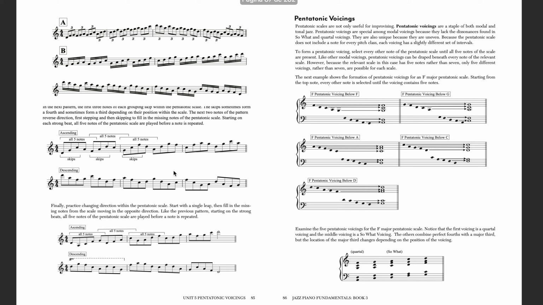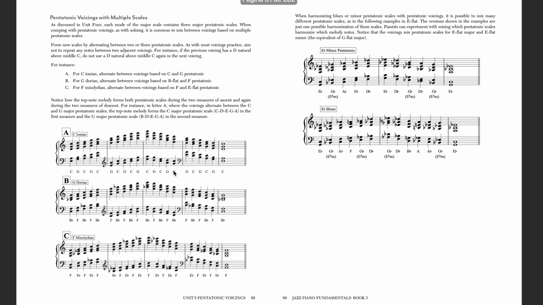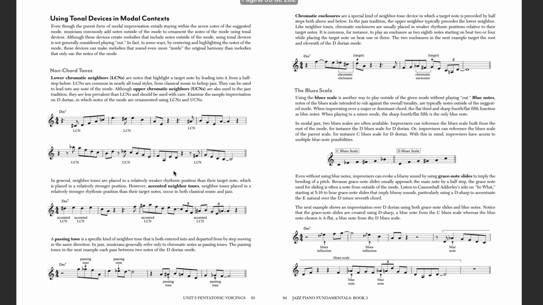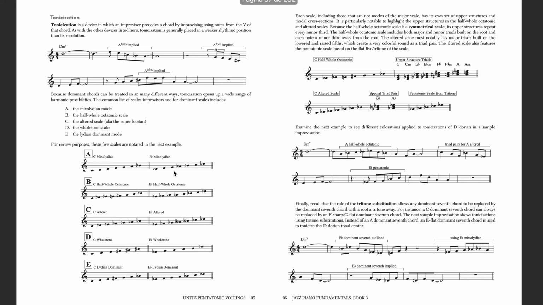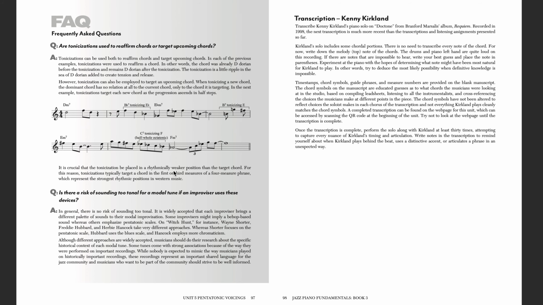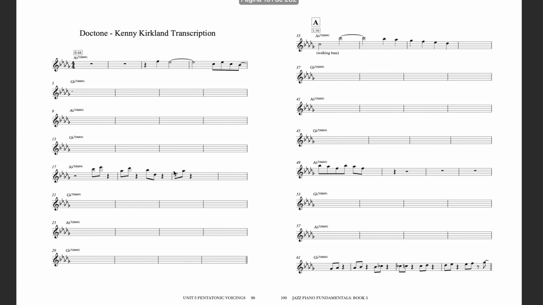pentatonic voicings, is a big subject, pentatonic voicings using multiple scales, using tonal devices in modal context, things like tonicization, tritone substitution, symmetrical scales, and then this great transcription from Kenny Kirkland. It's very playable. It's so fun. Doc Tone from a Branford Marsalis album called Requiem.